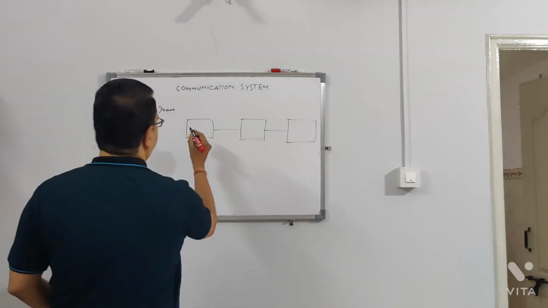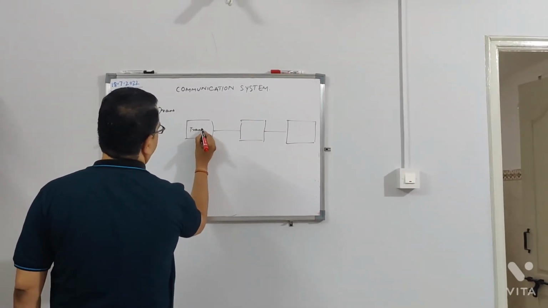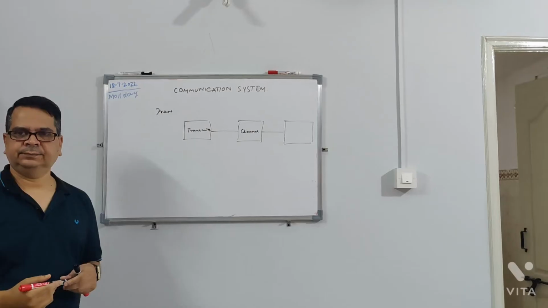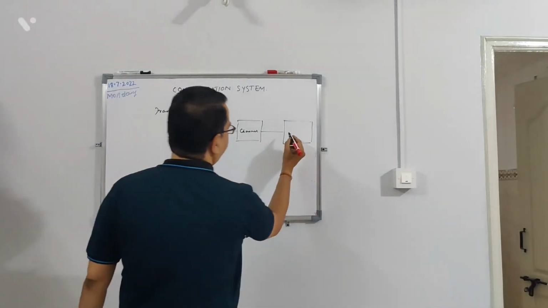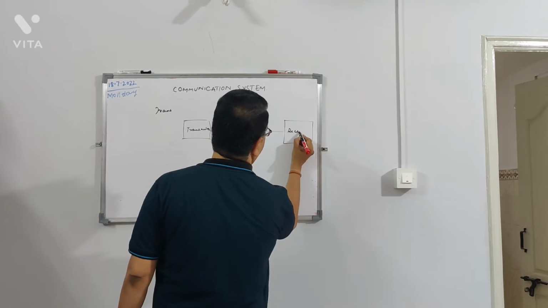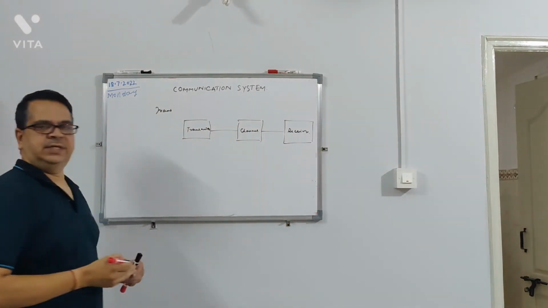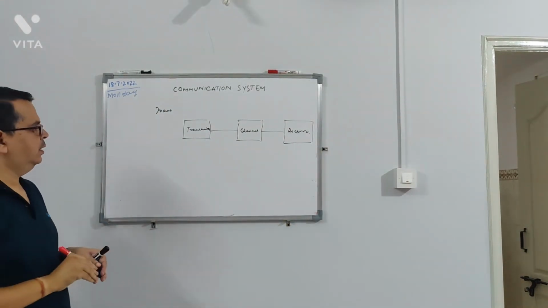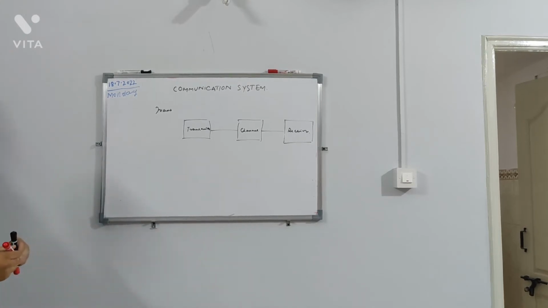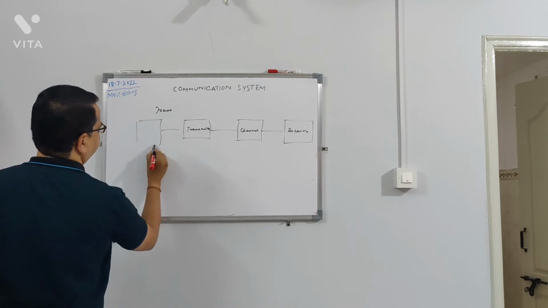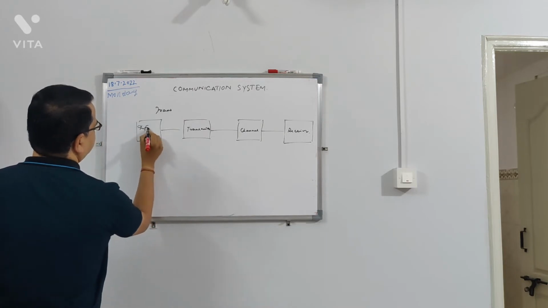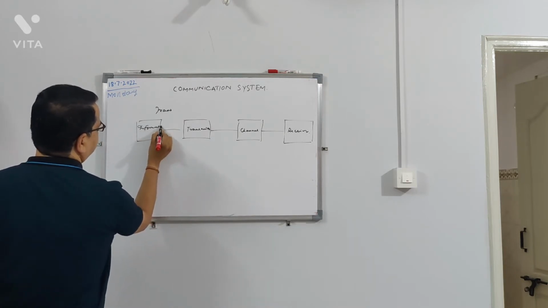So we have a transmitter, we have a channel, we have a receiver. So these are the three things we have. And then before this transmitter, we have the information source.